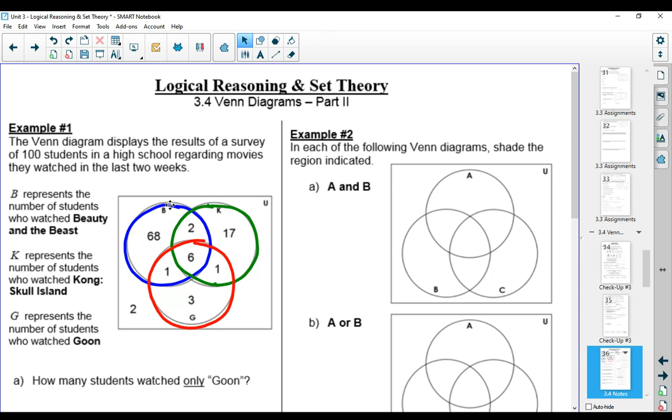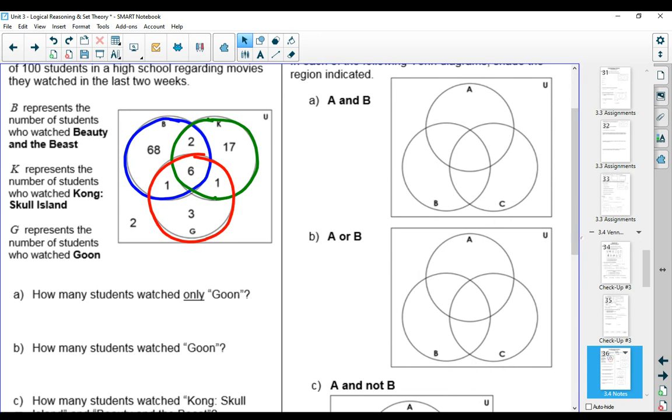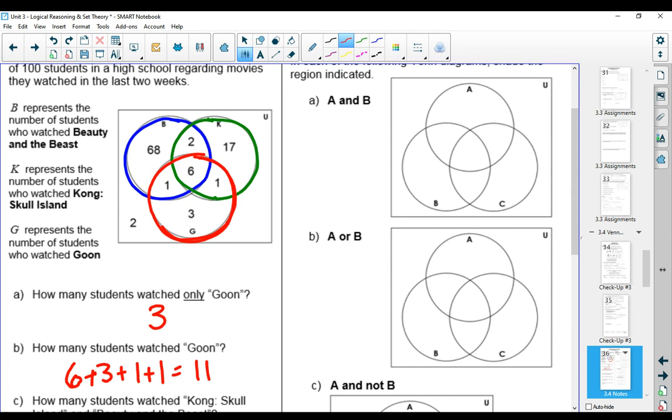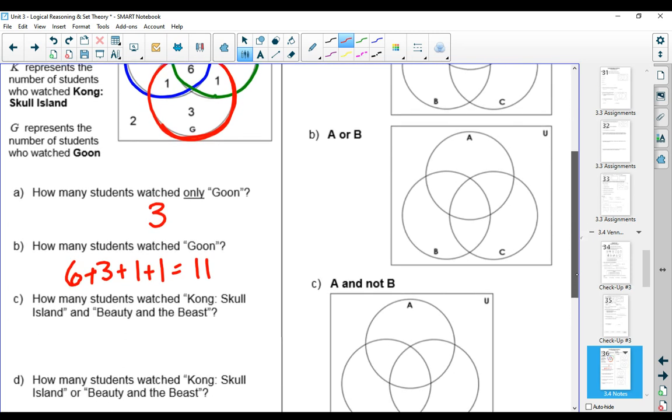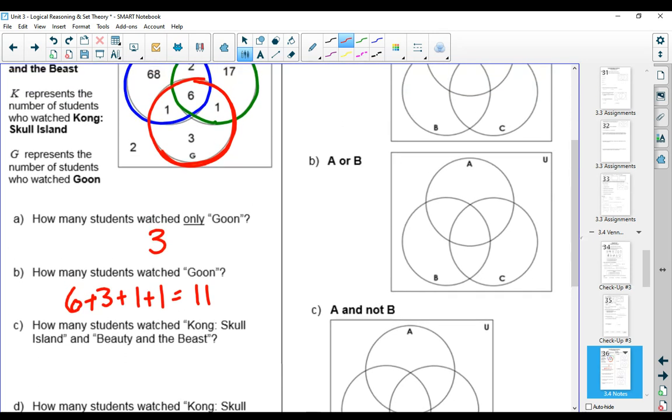So the first question here asks, how many students watched only Goon? Well, in Goon, I've got a 6, a 3, a 1, and a 1, but the number that represents students who watched only Goon would be 3. Now, how many students watched Goon? That would be everything that's in the red circle, and so that would be 6 plus 3 plus 1 plus 1, which is 11. Now, I don't always write down the 6 plus 3 and so on. Having just that circle is enough to show your work, but for the purposes of the notes, I'm writing out how I'm getting those numbers.